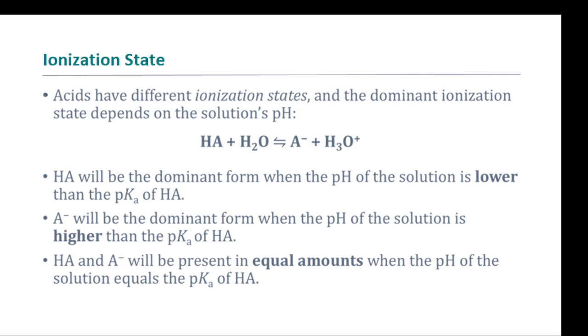Okay, so let's talk about the ionization states. The dominant ionization state is going to depend on your solution's pH. The HA here is going to be the dominant form when the pH of the solution is lower than the pKa of the HA. And what that's telling you is that when the pH is lower, something else is donating protons to that and is going to keep doing this reaction in that direction. Okay?